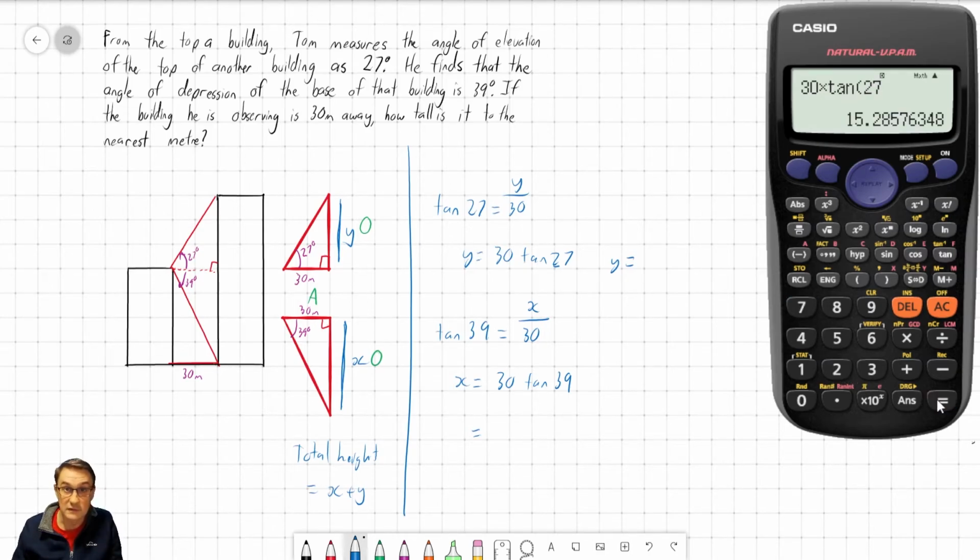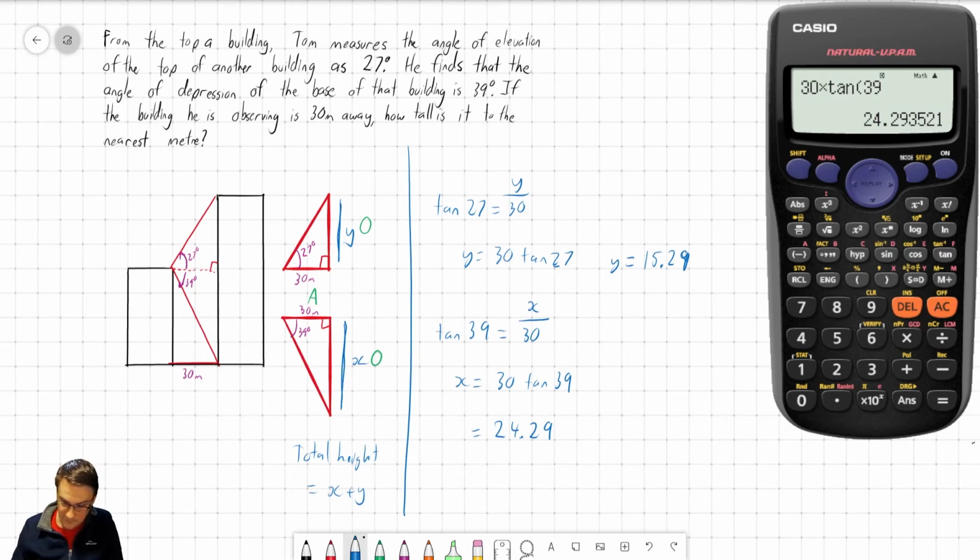This gives us 15.28, 29 when we round that off. I'm going to leave it in this format for now, even though I need it in the nearest meter, because I want to keep those decimal places for when I add it to the X value, to ensure that I'm not missing a meter where it should be rounded. So the X value now is going to be 30 times tan 39. That gives me 24.29.